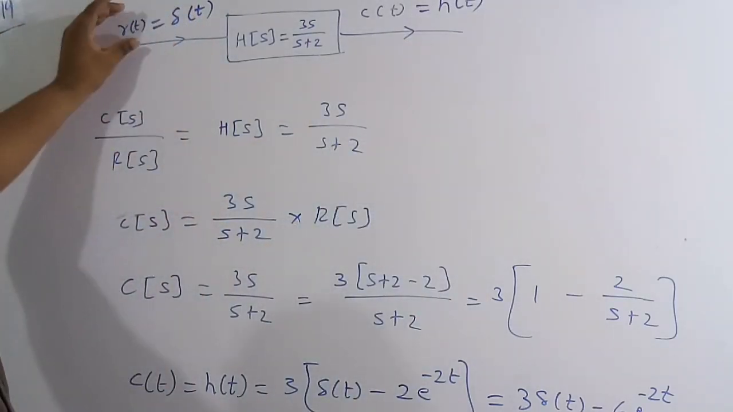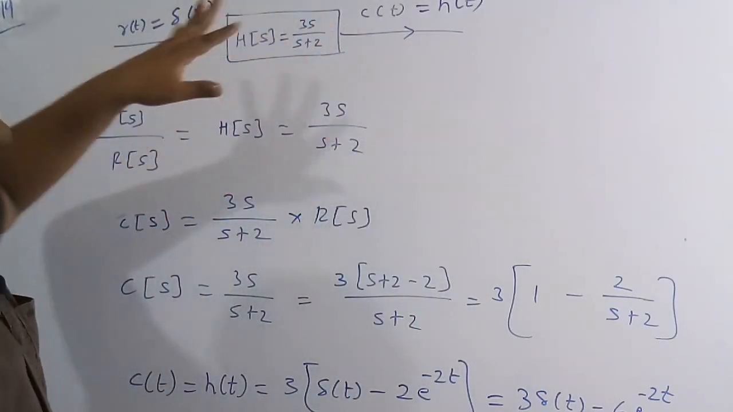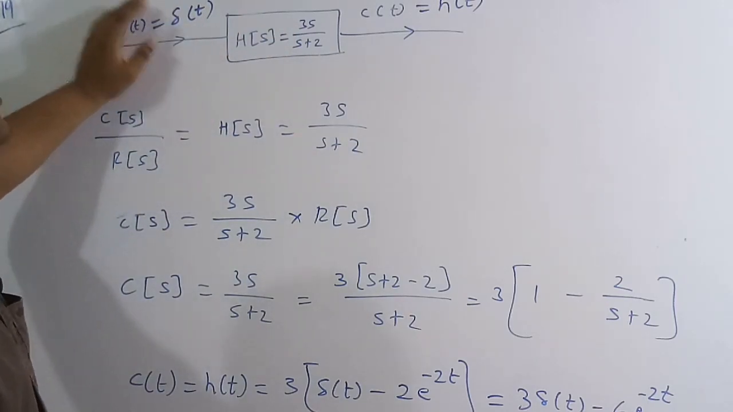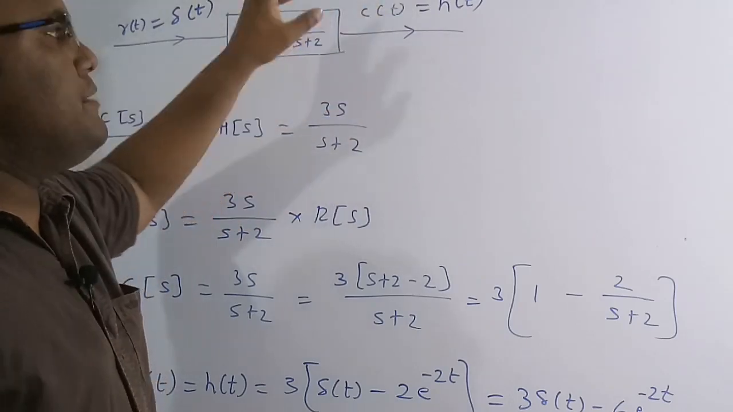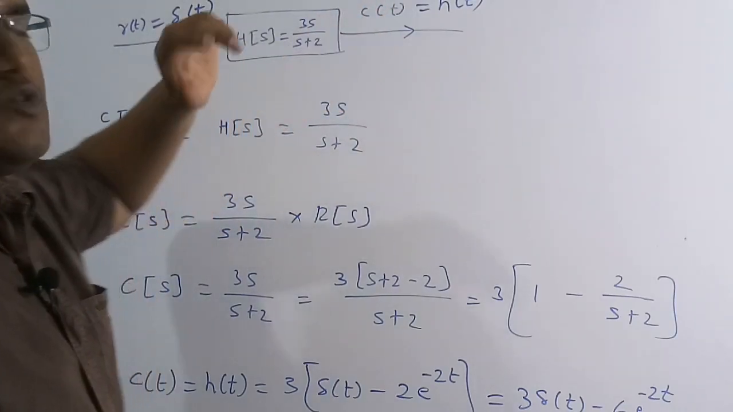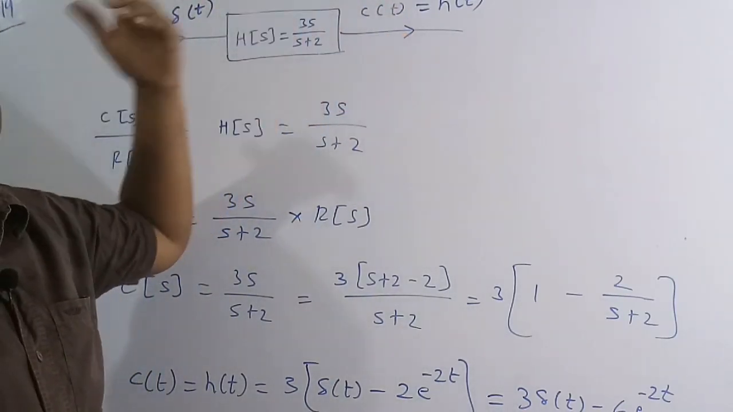So if the input is r of t, the output we are going to get is c of t. This is the general case. But if r of t is equal to delta of t, the output we are going to get is h of t. h of t is called the unit impulse response, which is c of t. So we need to figure out what this response h of t is.